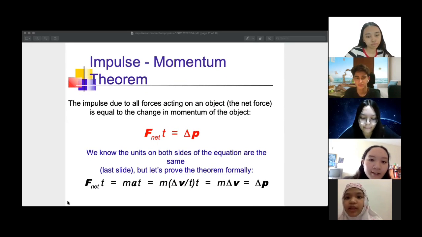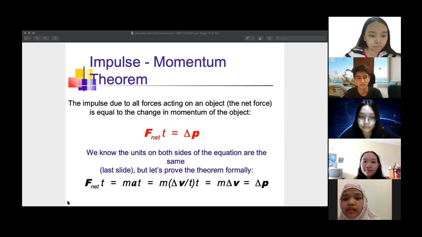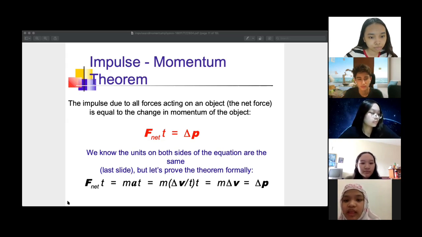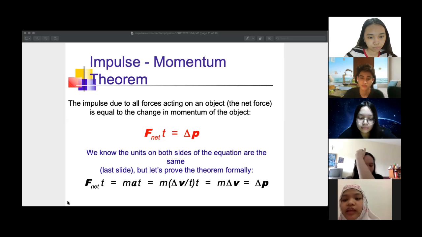The impulse momentum theorem: the impulse due to all forces acting on an object, the net force, is equal to the change in momentum of the object. F net t equals delta P. We know the units on both sides of the equation are the same, but let's prove the theorem formally. F net t equals m times acceleration times t equals m times delta v per t times t equals m delta v equals delta p.